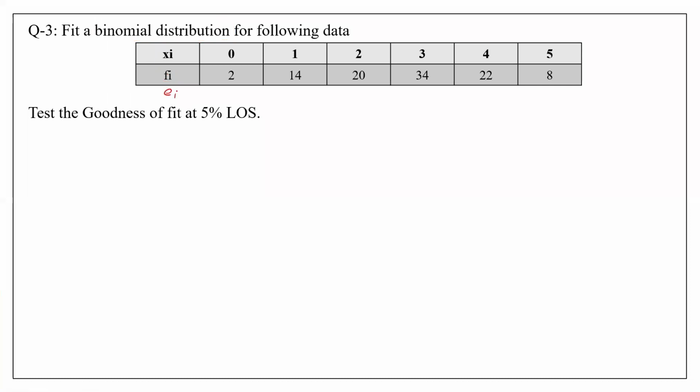I just need to calculate the Ei values, the expected frequencies. So how will you calculate the expected frequency? To calculate the expected frequency, you have to use the binomial distribution. So what is the binomial distribution P of x? As I told you, it will be nCx, p power x, and q power n minus x. This is the binomial distribution. So when you want to calculate the frequency, you have to multiply this with 100.